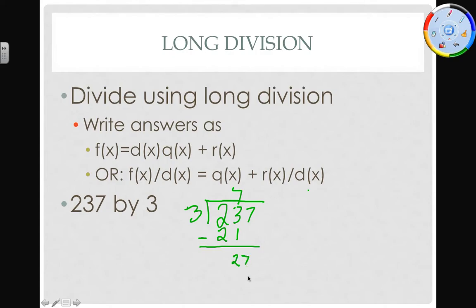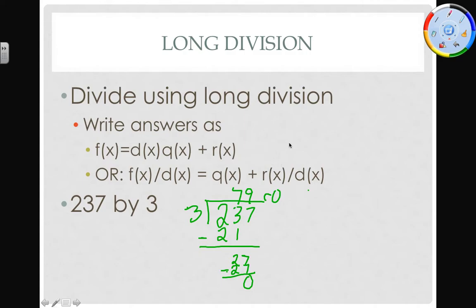Drop down the 7. And then we say, okay, how many times is 3 going into 27? Well, it nicely goes in there 9 times. And 9 times 3 is 27. Well, that's nice, which means there's no remainder. So if you remember, some of the times we used to write this remainder 0 or remainder 7, remainder 10, whatever the problem was. But we're going to write our answers in a couple different ways.